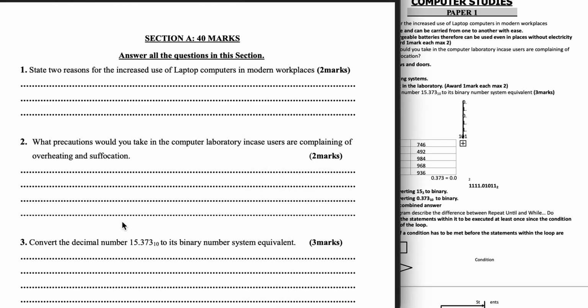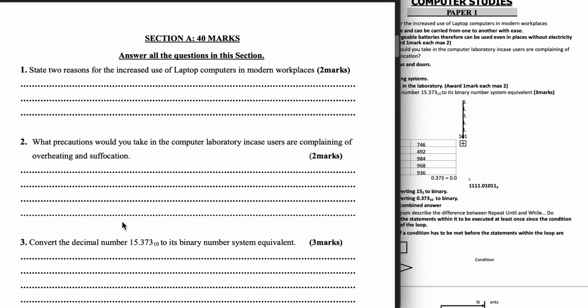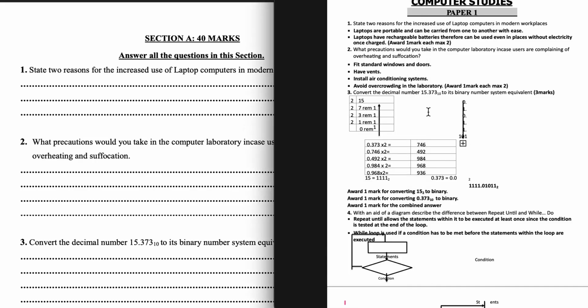Question 3. Convert the decimal number 15.373 to its binary number system equivalent. And this is how you convert it.